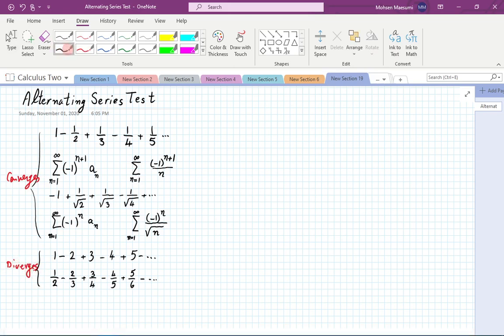So let's write the general statement. Let's go with one of them. Perhaps this one is easier to write, or that one is the one that you come across more often. So let's write that one, minus 1 to the power n plus 1 times a_n, where the a_n's themselves are positive numbers.